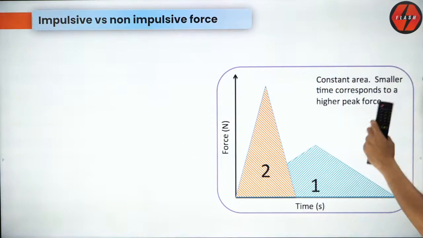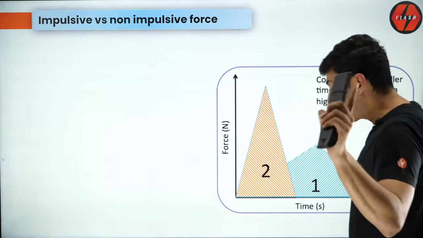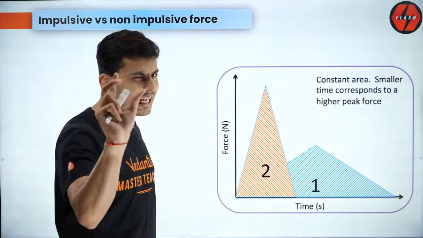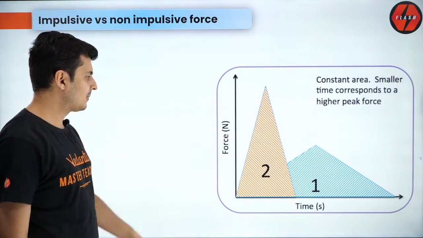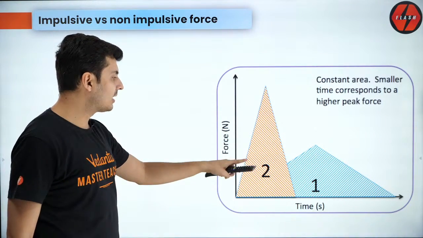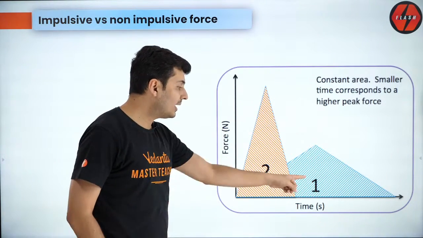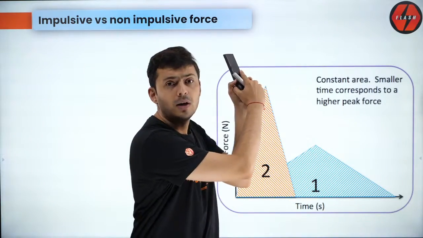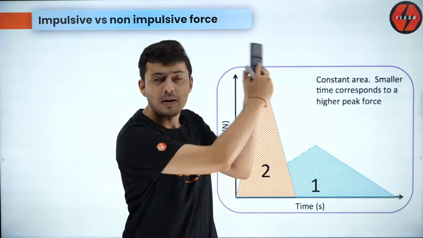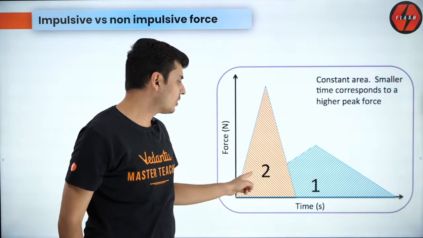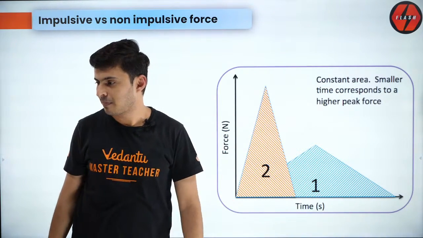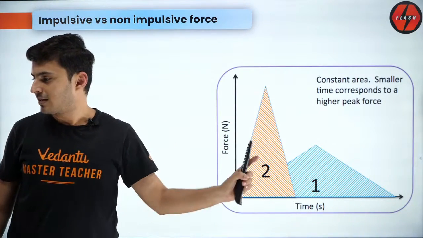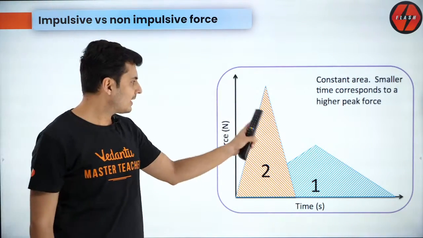All right. So understand, the graphs for impulsive and non-impulsive look slightly different. Look at both these graphs, 1 and 2. Which one do you think should correspond to the batsman hitting the ball? Is it 1 or 2? Yes, very good. It's 2.